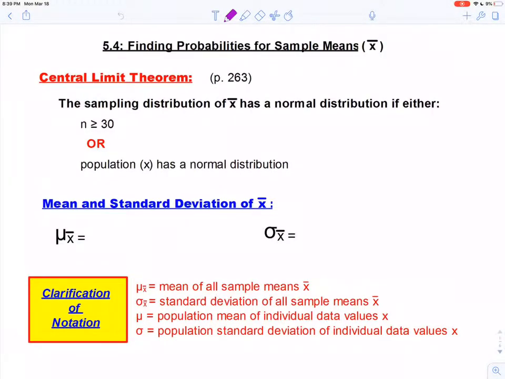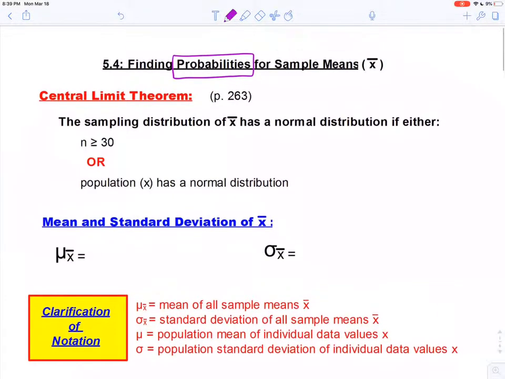So in section 5.4, you're going to be finding probabilities, which is what you did in section 5.2. But instead of finding probabilities for individual data values like a height or a selected speed, one value, you're going to be focusing in on taking a group of values or sample and looking at a probability for the mean of that sample.